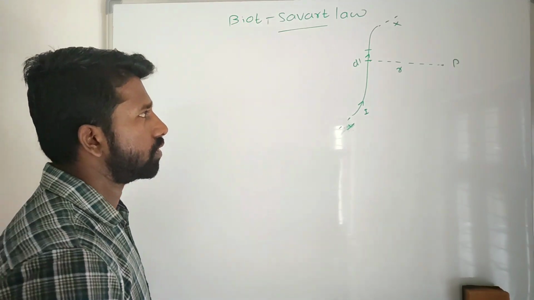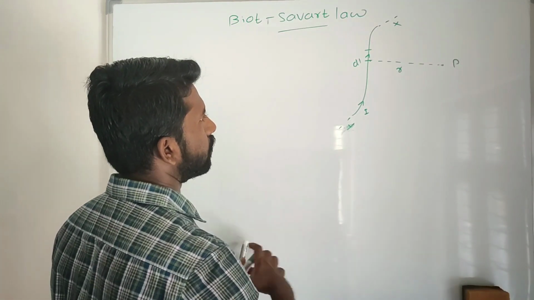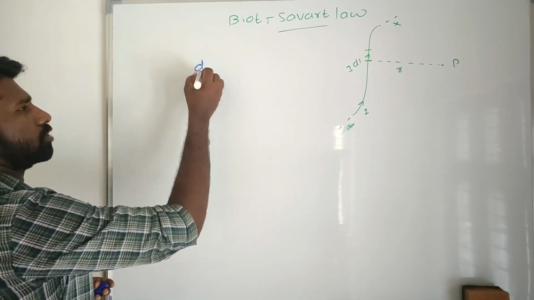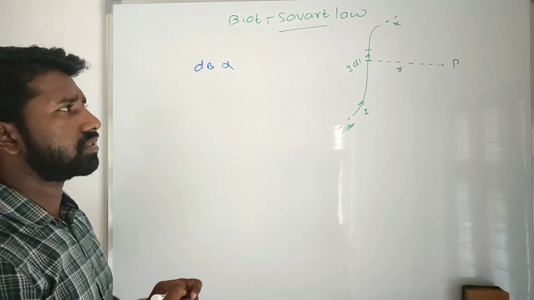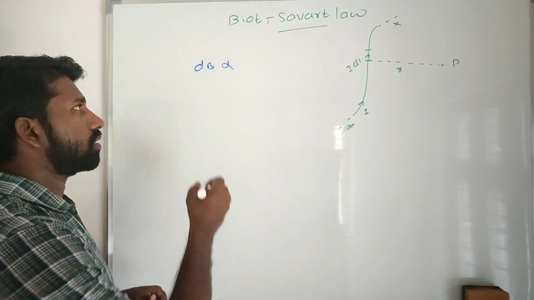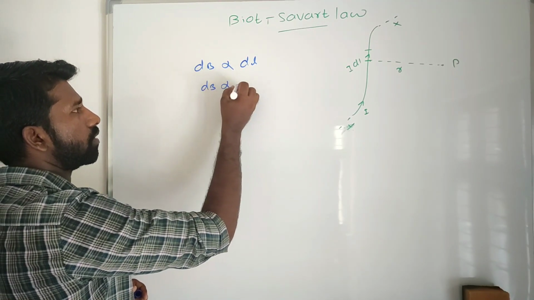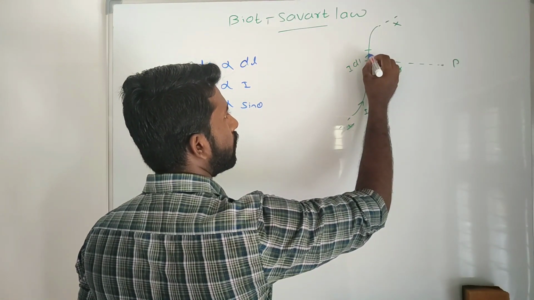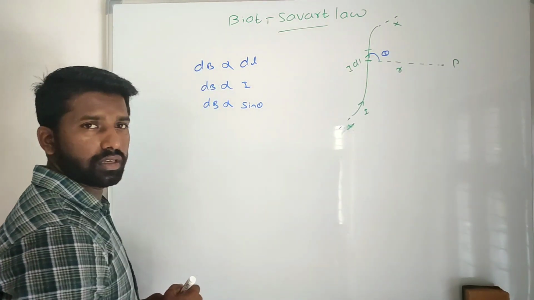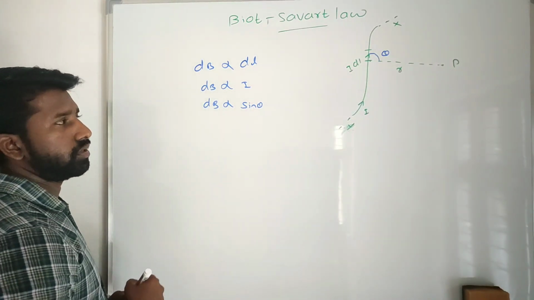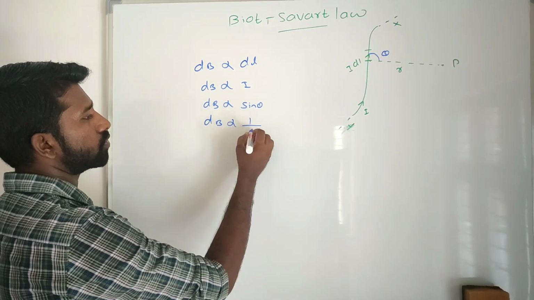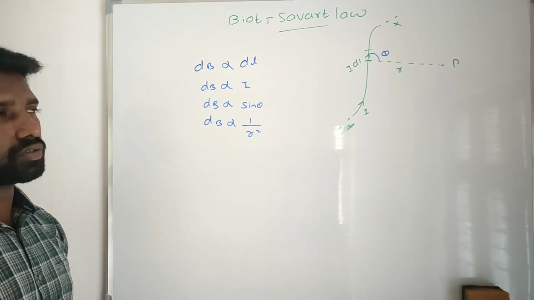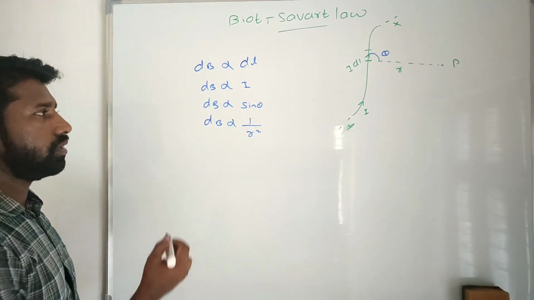From the Biot-Savart law, we can say that dB, the magnetic field produced by this small current element, is directly proportional to the length of the current element dl, directly proportional to I, and directly proportional to the sine of the angle between the current element Idl and r. And dB is inversely proportional to the square of the distance from the current element to the point. This is the Biot-Savart law.